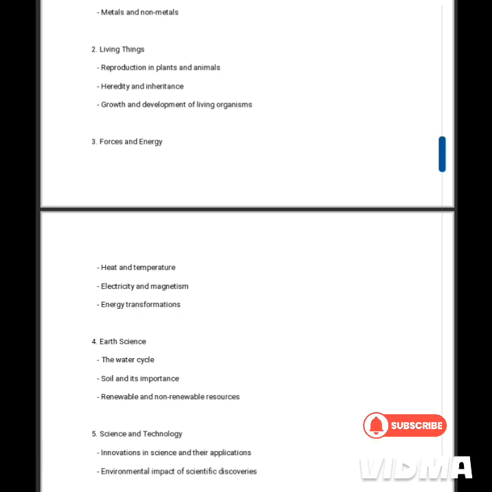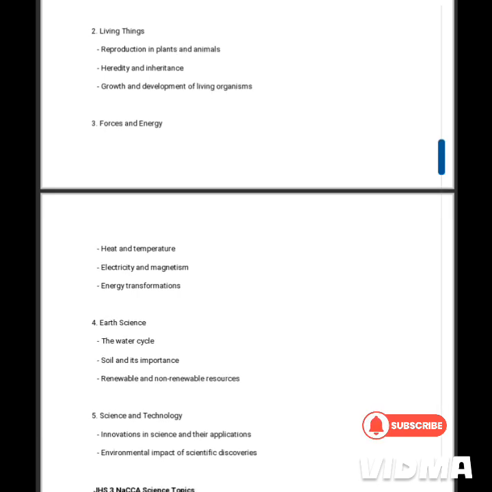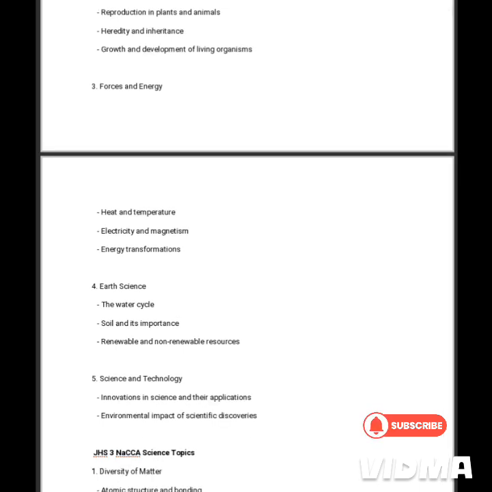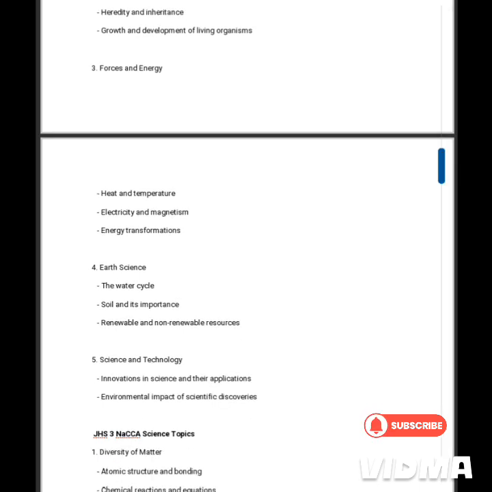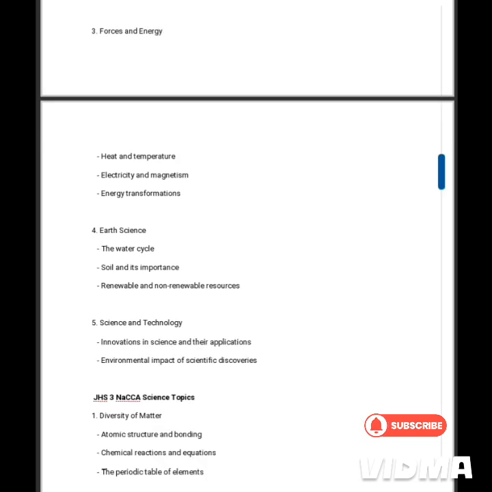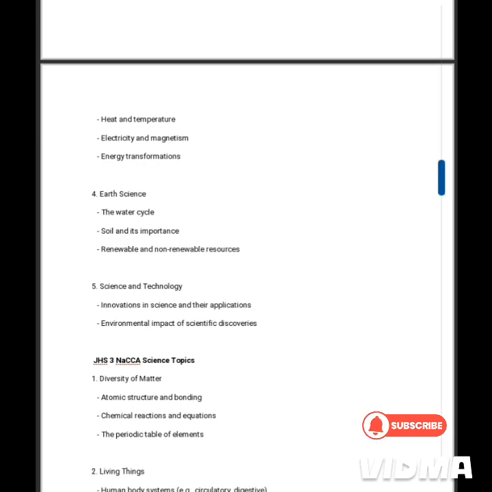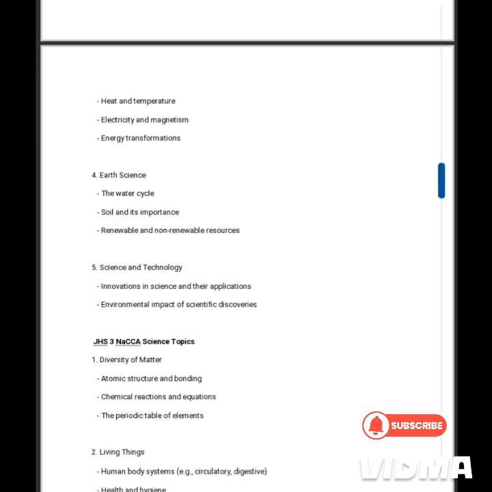JHS 3 NACA Science Topics. 1. Diversity of matter: atomic structure and bonding, chemical reactions and equations, the periodic table of elements. 2. Living things: human body systems, e.g., circulatory, digestive; health and hygiene; diseases and prevention.